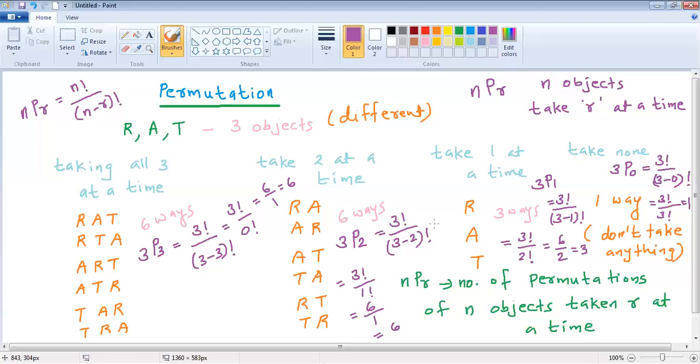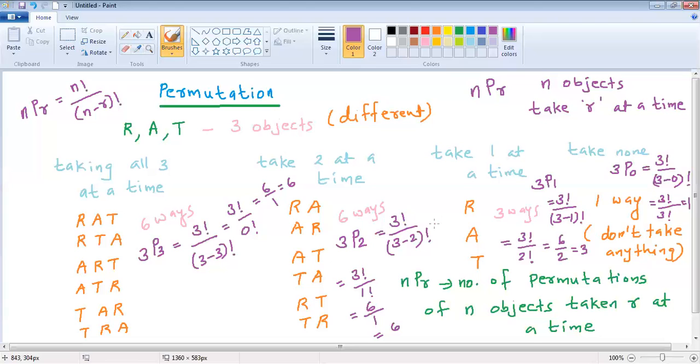And here the one important thing is that order is important. RAT or RTA, they are two different arrangements. We are arranging. So if R comes first, A comes second, T comes third, that is different from R, T comes second, A comes third. So in permutations, the order is important. The way you write is important. After some time you will study combinations. That is also a number of arrangements, but the difference is that the order is not important there.